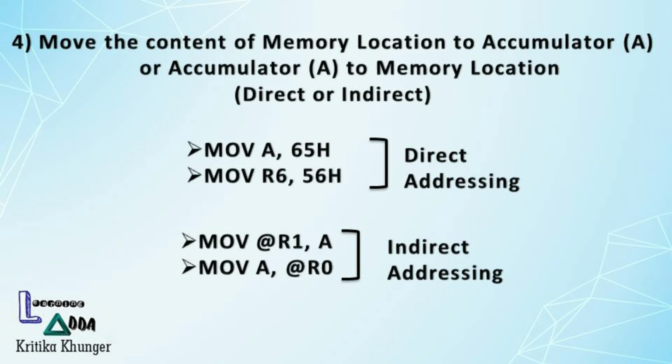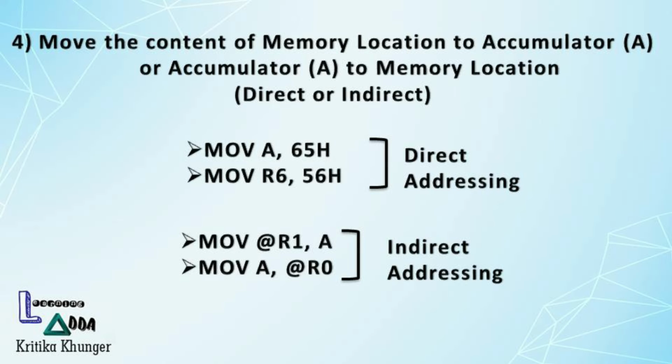In indirect addressing, we are moving the content of a memory location. Here the asterisk sign, or @, is used for the memory location. @R0 means R0 holds the address of the location from which we want to move the content to the accumulator. So the asterisk sign is used for the memory location over here. MOV A, @R0. We are moving the content of the memory location pointed to by R0 to the accumulator, and next we are moving the content of the accumulator to the memory location pointed to by R1. In both examples we have used the asterisk sign for the memory location because we are using indirect addressing.